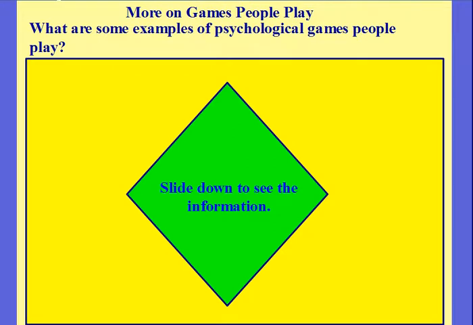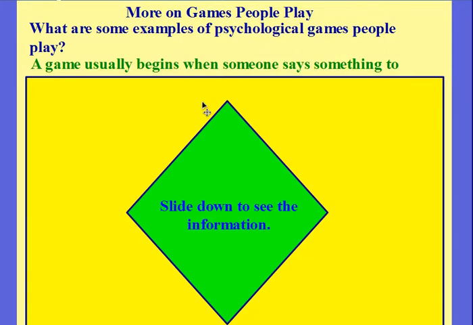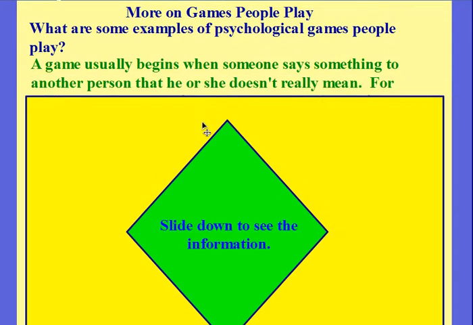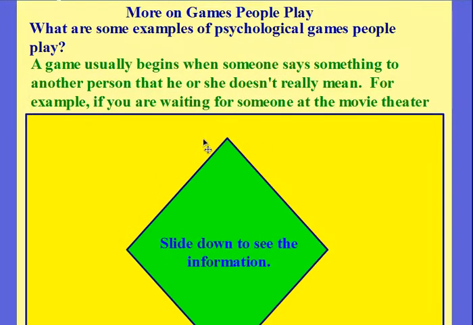And this is more on games. What are some examples of psychological games? A game usually begins when someone says something to another person that he or she doesn't really mean.